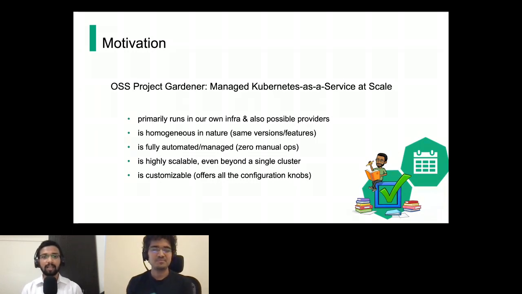Yes. Managing thousands of Kubernetes clusters at scale is not a cakewalk. Over these 3 to 4 years, Gardener has evolved to be so robust and scalable that we have actually made managing thousands of clusters a cakewalk. Gardener runs everywhere. It runs on our own infrastructure, and it also runs on other cloud providers. The experience it gives with respect to versions and features offered is pretty homogeneous, even though the support is for various clouds and even our own infrastructure. It is also fully automated and fully managed, practically with zero manual ops. It is highly scalable, even beyond a single cluster, and highly customizable. We have given all the configuration knobs for your convenience.